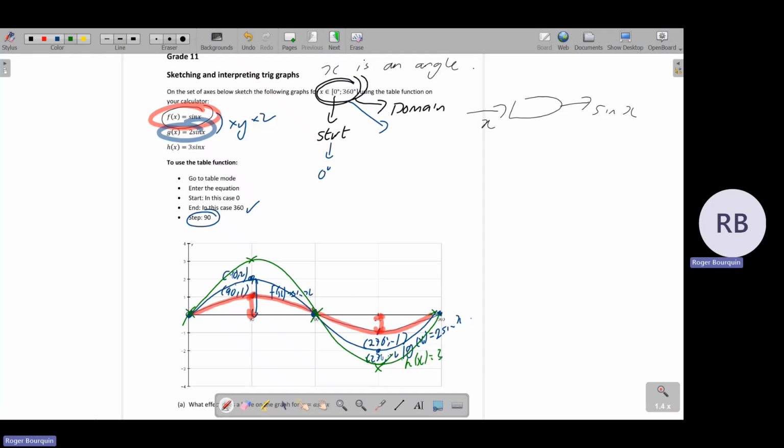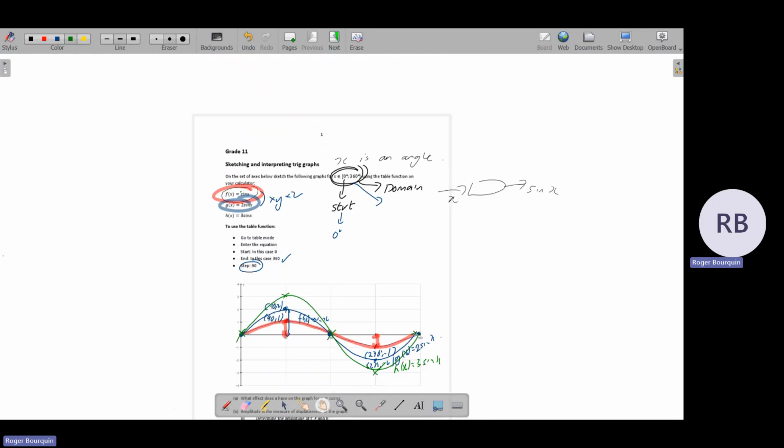So this number in front, guys, it's affecting what of the graph? It's affecting the amplitude of the graph and the range of the graph. So go on to the questions underneath.